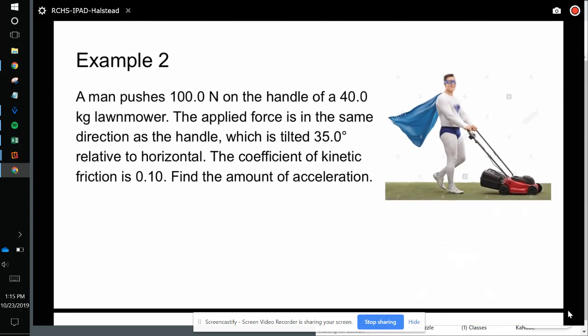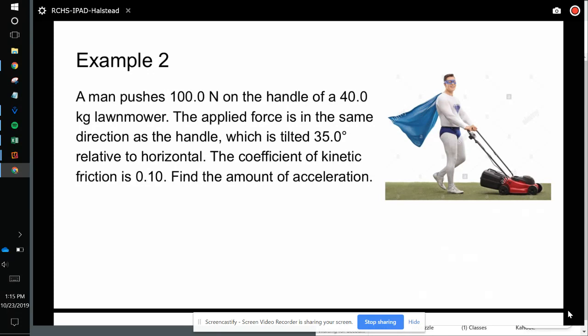Now let's do another example, a little bit more difficult. A man pushes 100 newtons on the handle of a 40 kilogram lawnmower. The applied force is in the same direction as the handle, which is tilted 35 degrees relative to the horizontal. The coefficient of kinetic friction is 0.1. Find the amount of acceleration.